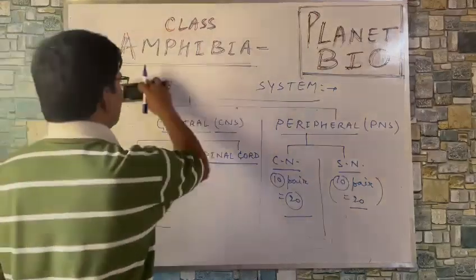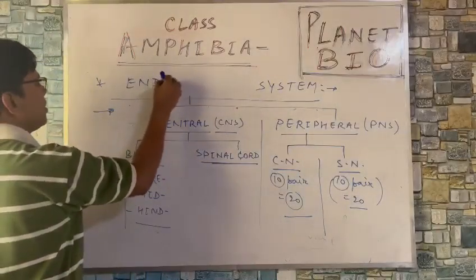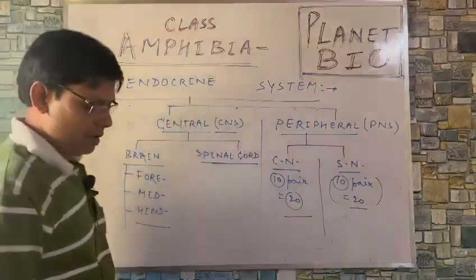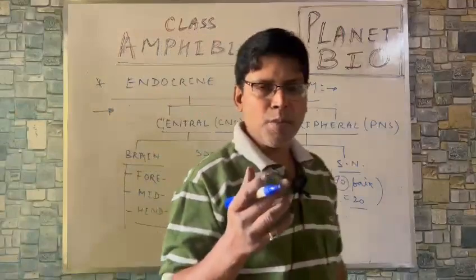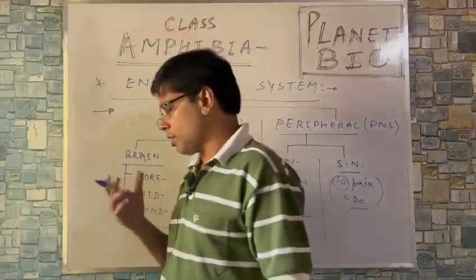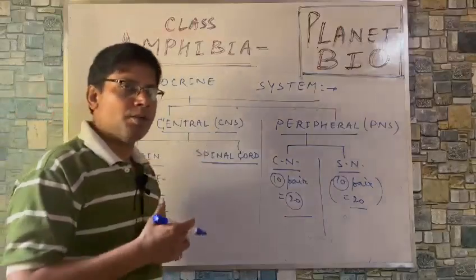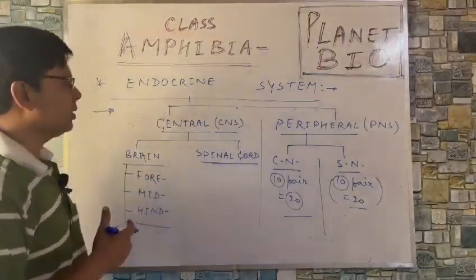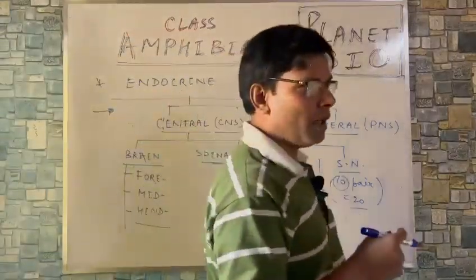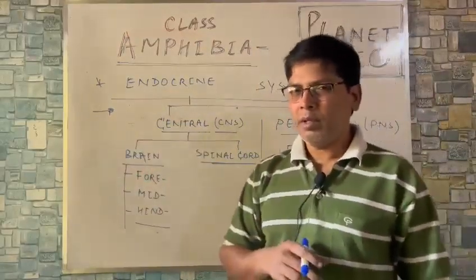Next point. Endocrine system. We know that there are two major integrated communication systems in our body. First one, the nervous system, that includes nerve cells or neurons for faster stimulus response relationship, faster action. But another one is the endocrine system, in which ductless glands are included. Their secretions are called hormones and they are released in open bloodstream.